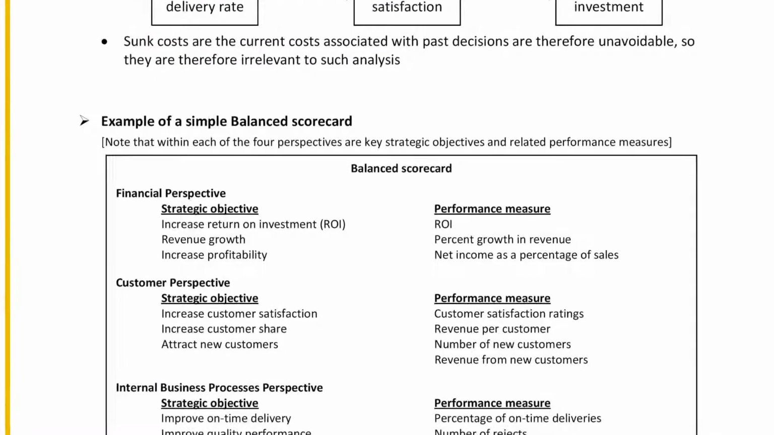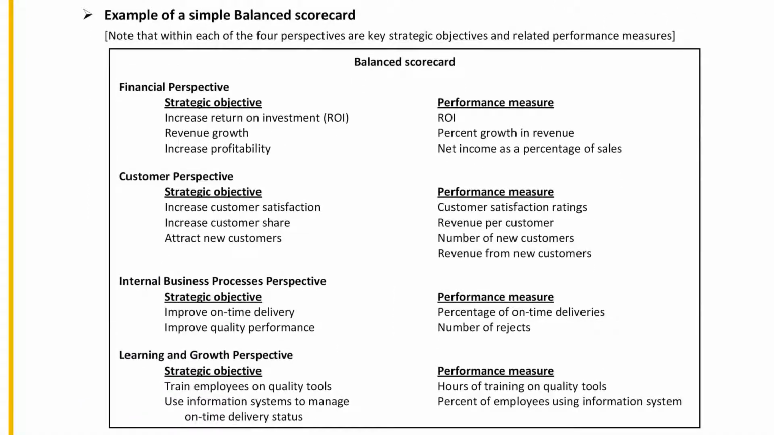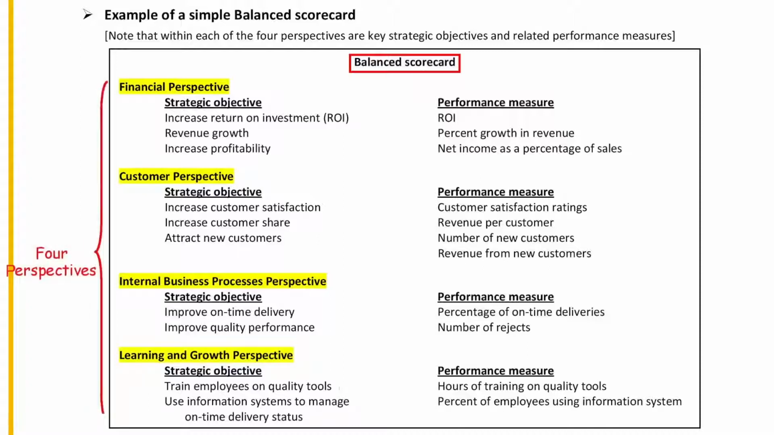On the second half of page 3, we're looking at an example of a simple balanced scorecard. Put a box around balanced scorecard, highlight financial perspective, customer perspective, internal business process perspective, and learning and growth perspective. On the left, draw a bracket and write 4 perspectives. For each of these perspectives, we're going to look at strategic objectives and performance measures.